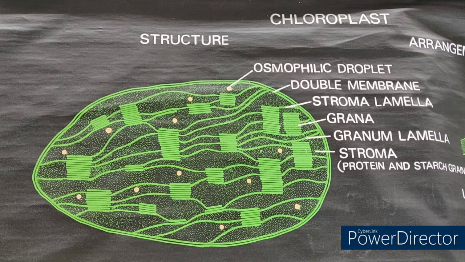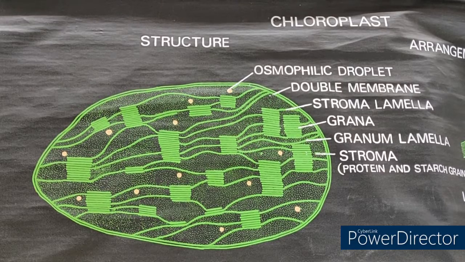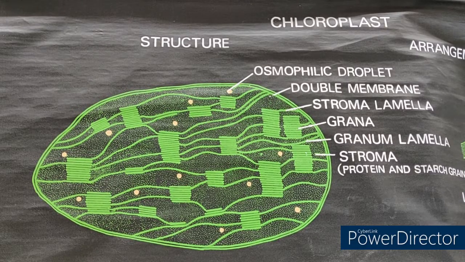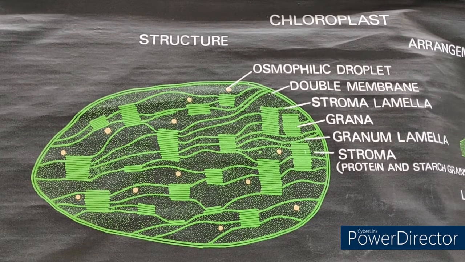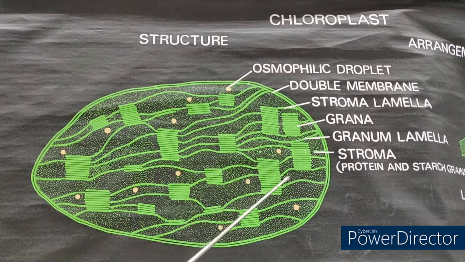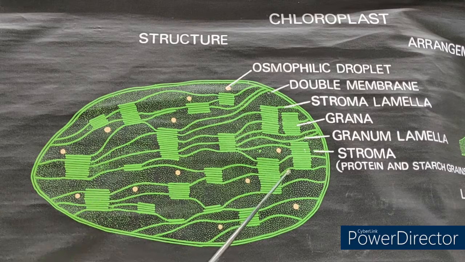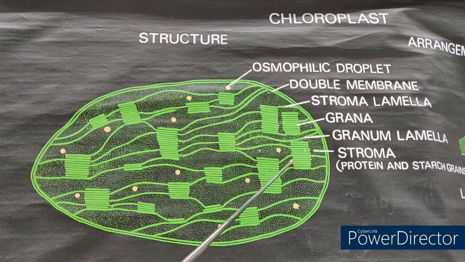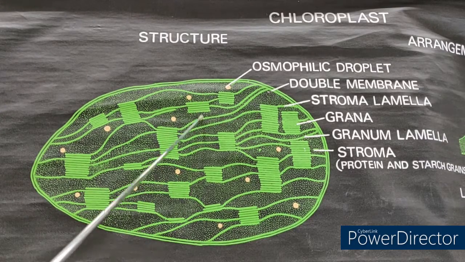So this is the structure of a chloroplast, which is an important organelle found in plant cells and is involved in the production of chlorophyll pigment. Chloroplast is an oval shaped structure. The diameter of a chloroplast is about 2 to 10 micrometers, and its thickness is about 1 to 2 micrometers.